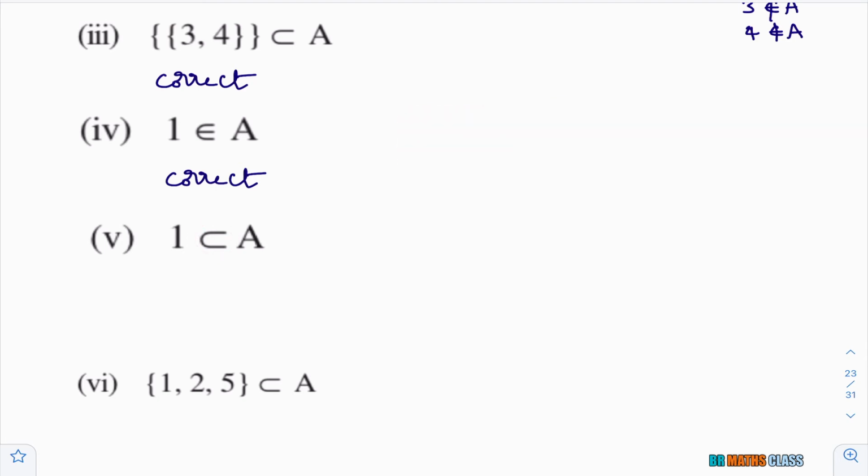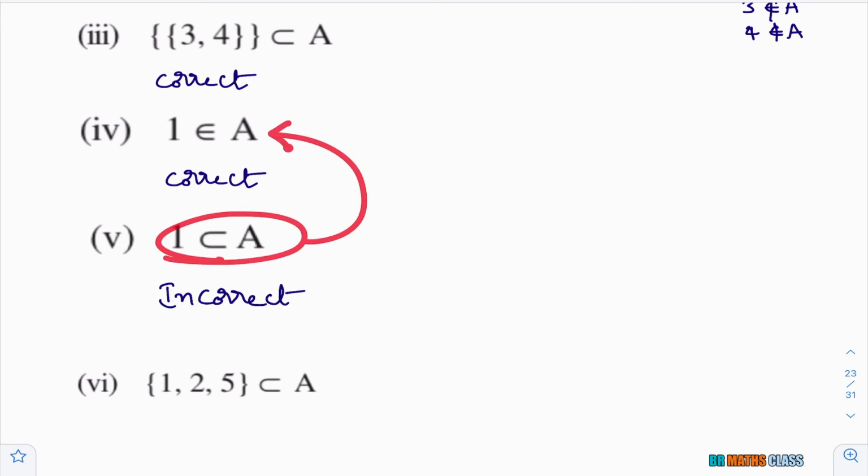Here, 1 belongs to A is correct, but 1 subset of A is wrong, because first thing, this is not a set to use the subset symbol. Subset symbol will be used between two sets only. So what I can write here, this is incorrect. I hope you are understanding. 1 belongs to A is correct. 1 subset of A is incorrect.